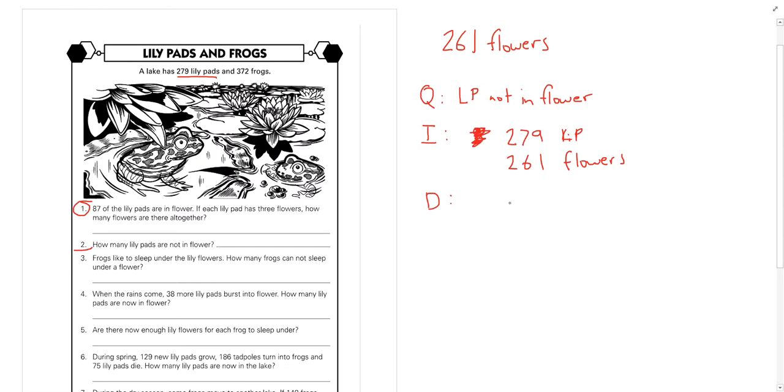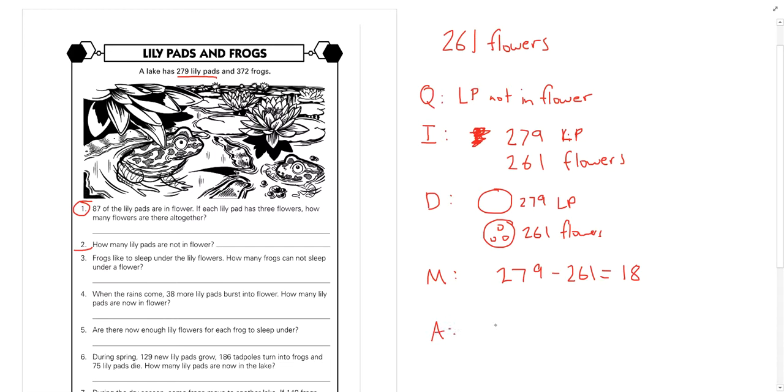Diagrams were something like this. 279 lily pads, 261 flowers, and then the maths was 279 take away 261, and finally the answer, which was what, 18. And they would say the answer was 18 lily pads not in flower.